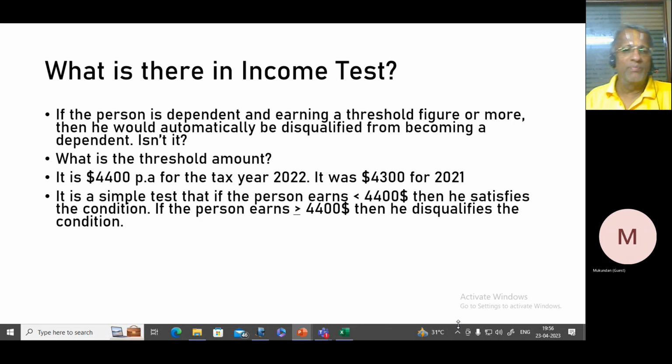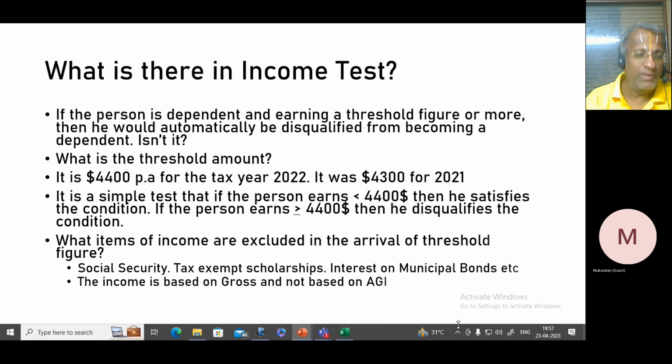Next, it is a simple test that if the person earns less than $4,400, then he satisfies the condition. If the person is earning greater than or equal to $4,400, then he is disqualified for that particular condition. Next one, what items of income are excluded in the computation of the threshold? What items are to be included in the computation of that threshold of 4,400?